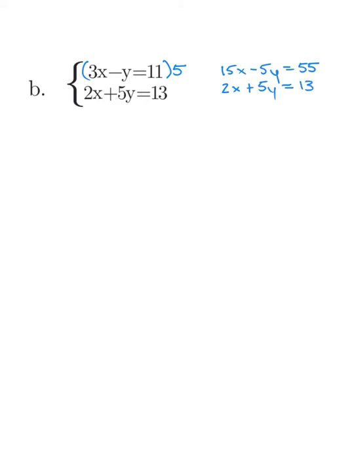Or bring it across. And so we still have 2x plus 5y equals 13. From here, we can go ahead and add straight down. We get 15x plus 2x is 17x. Our 5y's cancel, and we get that this is equal to 68. I can go ahead and finish solving the equation by dividing by 17, and we get x equals 4.